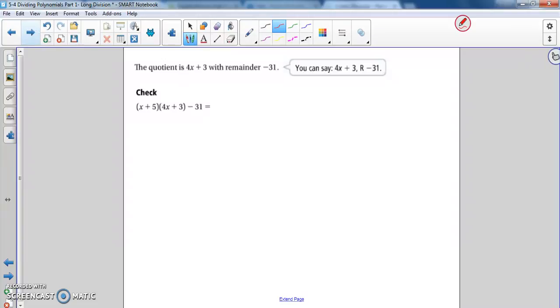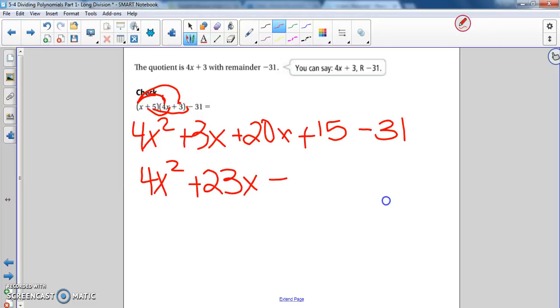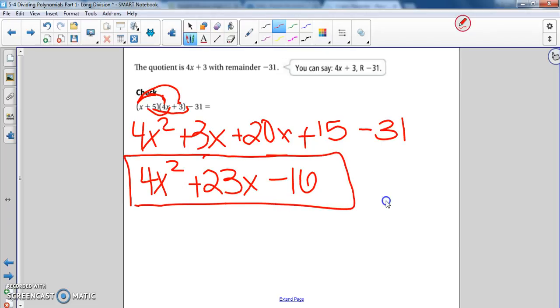So first we multiply. x times 4x is 4x squared. x times 3 is plus 3x. 5 times 4x is plus 20x. And 5 times 3 is plus 15. All subtracted by 31. Combine like terms. 4x squared plus 23x minus 16. This is the dividend we started with. Therefore, we divided correctly.